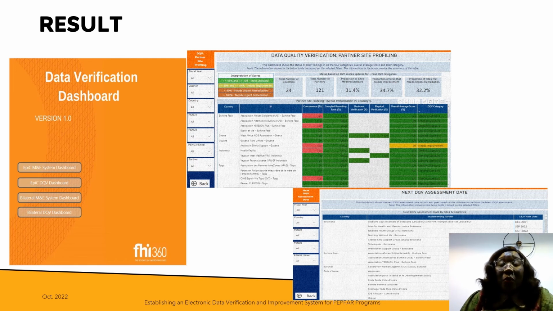And then we also have dashboards to look at the profile of the different countries and the different sites in terms of their overall data quality score, and have that categorization of the ones that meet standards, need improvement, or need urgent remediation. So we have those three categories, and these dashboards help us quickly identify which sites fall into each.